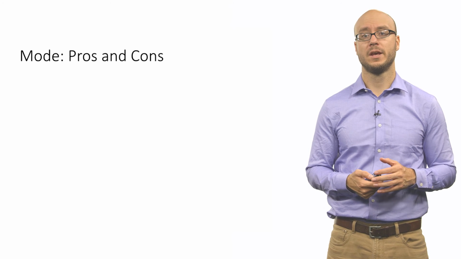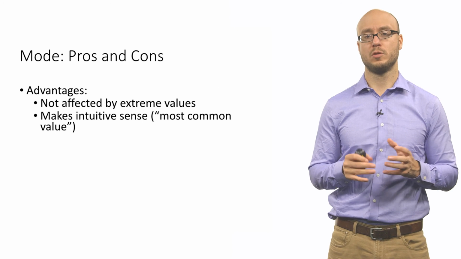Just like if you have a pretty large data set, you will use statistical software to calculate the mean or the median. The mode has a few pros and cons. One advantage of the mode is that it is unaffected by extreme values, in a similar way to the median. It's not going to be altered too much if you have an extreme value in your data set. The other nice property of the mode is that it makes intuitive sense.